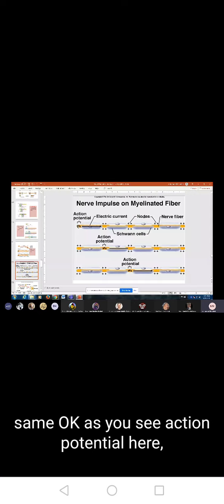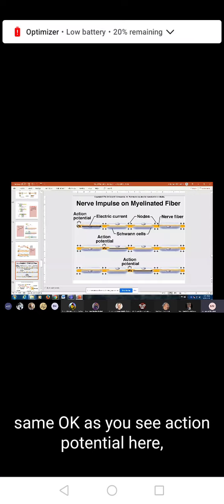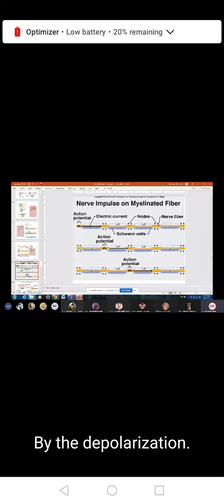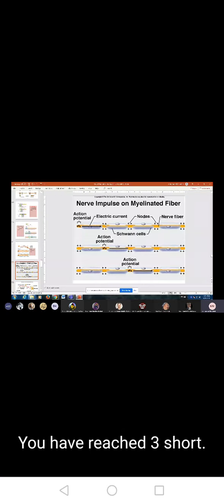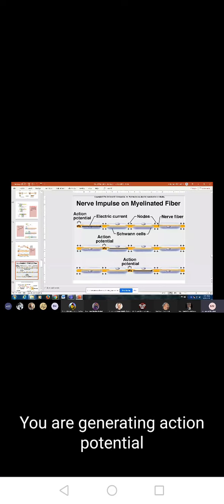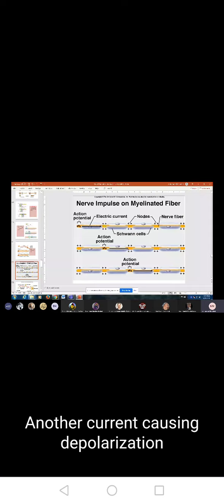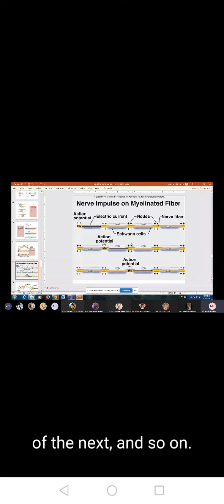As you see, the action potential here causes depolarization of the membrane here. By the depolarization, you have reached threshold, you are generating an action potential at that level, and so on. Another current causes depolarization of the next part, and so on.